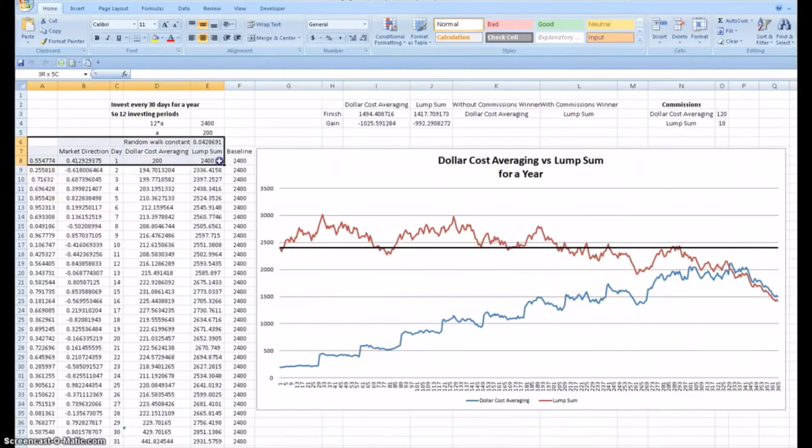So here I simulated a market over here. I have some random walk constant, and this is just a very simple simulation here. I have some ideas on how to improve it. So I flip a coin, basically this random number, that generates a market direction for the day.